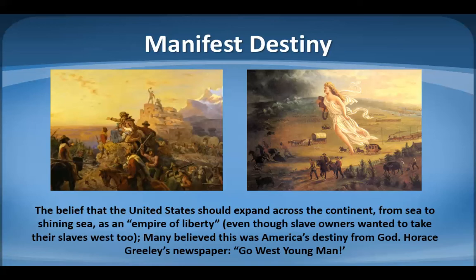This is coined by a man named John O'Sullivan, who wrote about the reasons for why we should be expanding west. And one of the reasons he gives is creating an empire of liberty, which is kind of contradictory because slave owners wanted to take their slaves west too. So it's not really an expansion of liberty. We're going to look more closely at this cartoon on the right and showing how that shows this idea of manifest destiny later in an assignment.